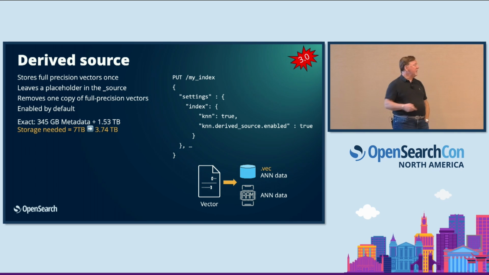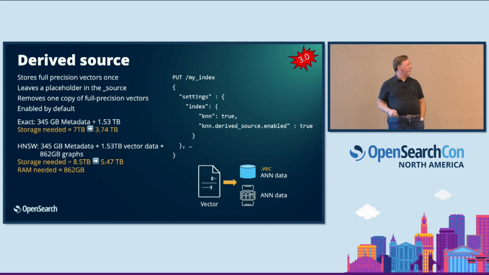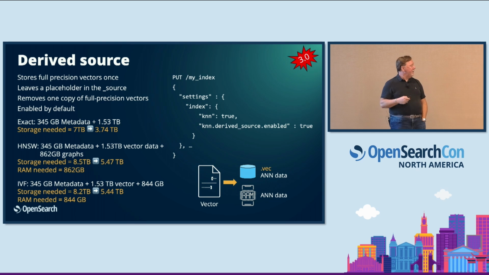So for exact, that brings us down to about 3.74 terabytes. For HNSW, that brings us down to about 5.47 terabytes, still need 862 gigabytes of RAM. For IVF, 5.44 terabytes and 844 gigabytes of RAM. So derived source already gets you halfway-ish, a little bit more than half the size of your original deployment.